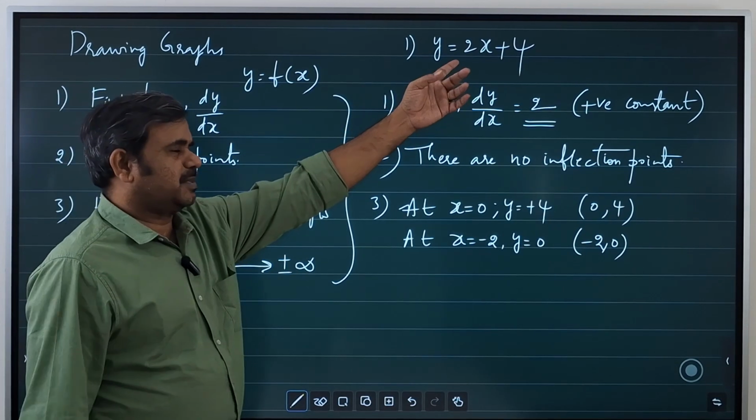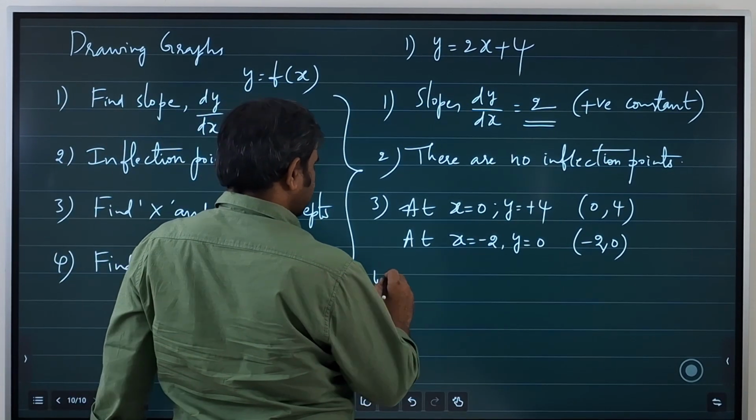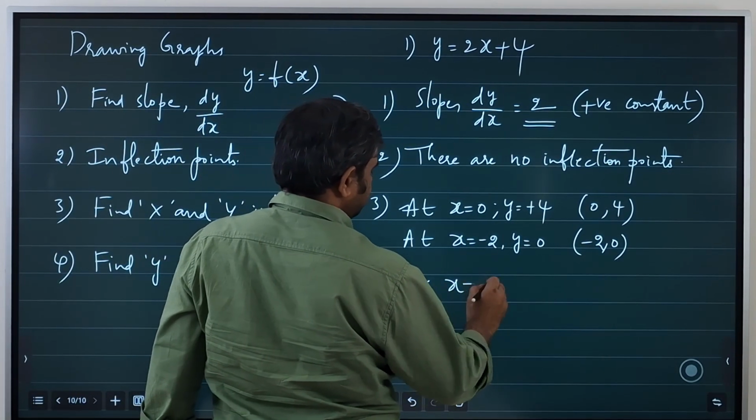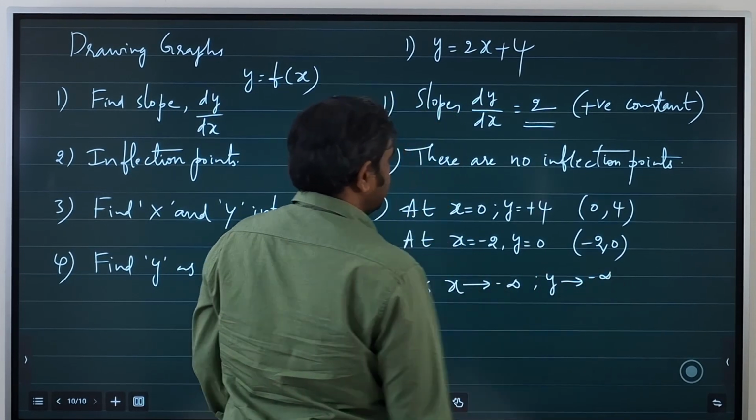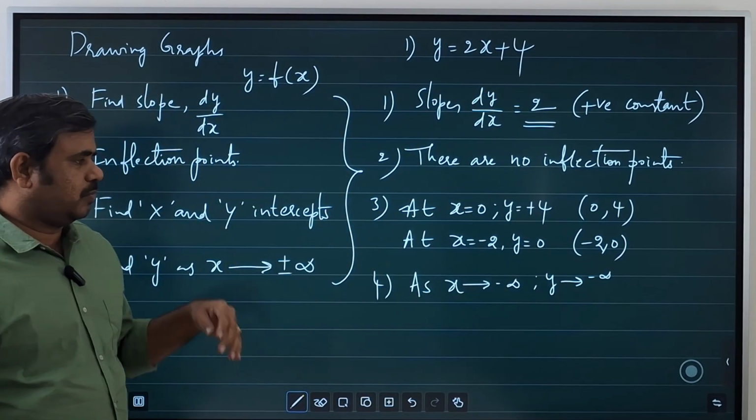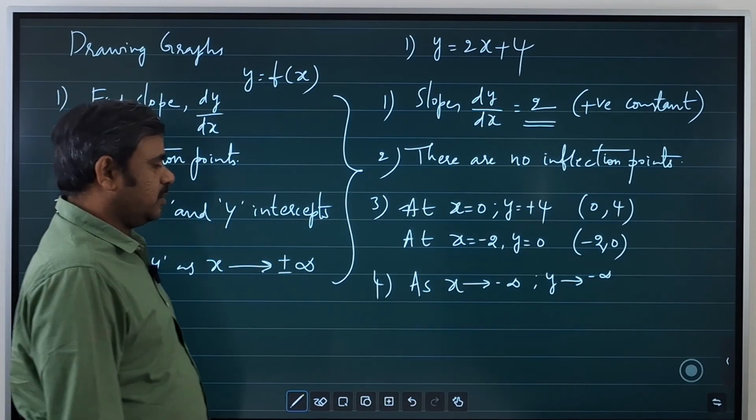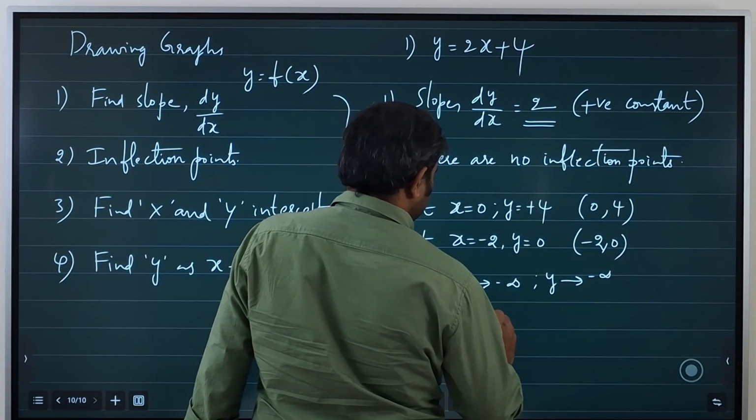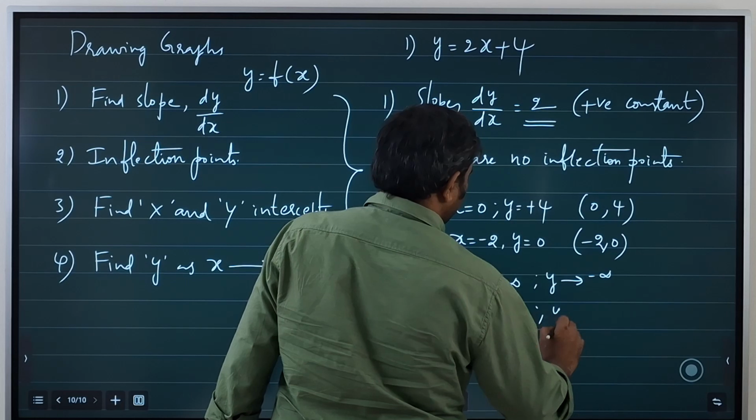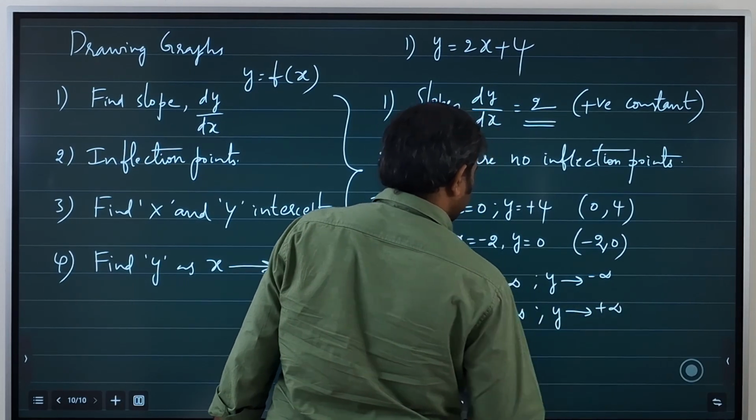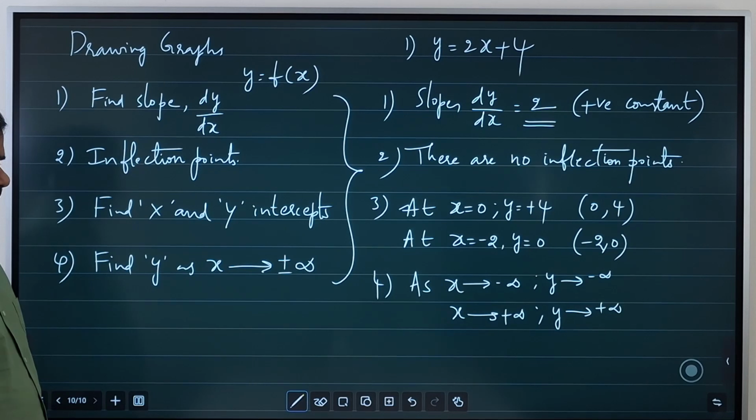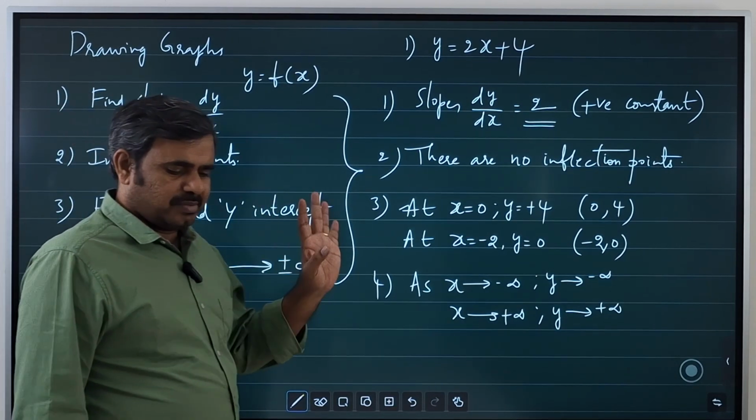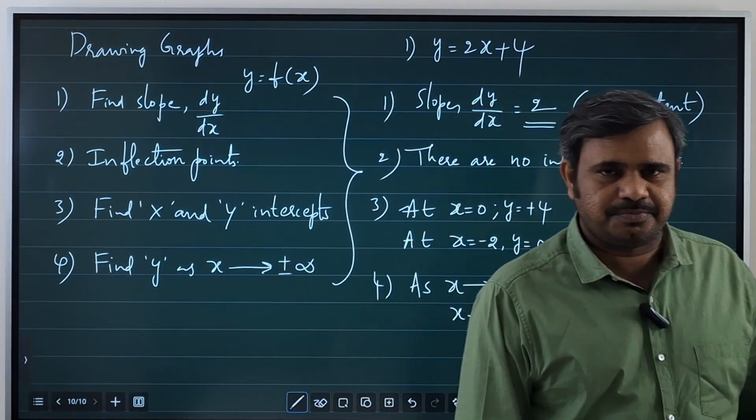As x tends to minus infinity, y tends to minus infinity. When you take large negative values for x, y also becomes a large negative value. And as x tends to plus infinity, y also tends to plus infinity. When x becomes large, y also becomes large. Now we have all the information required to draw a graph.